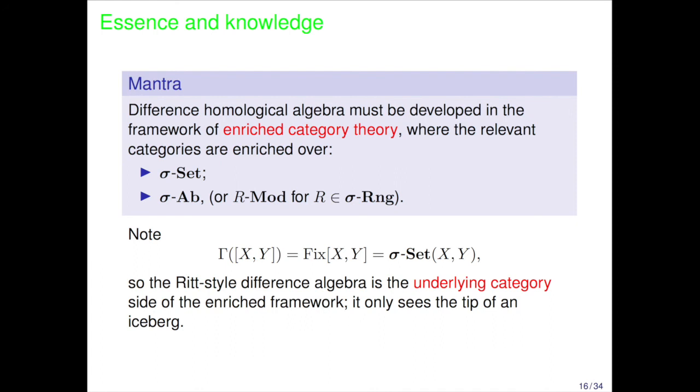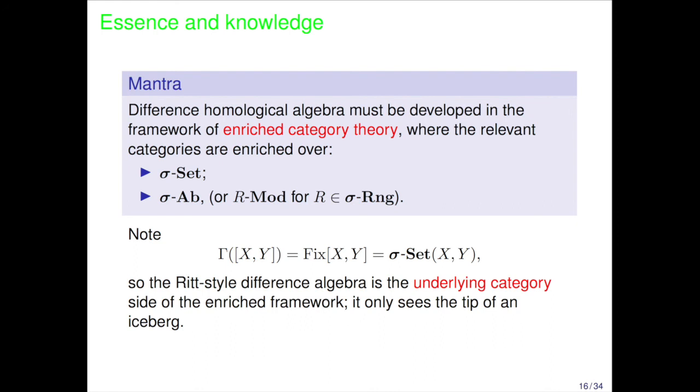Right. So if you look at these ladders and think of the shift operation, what are the sequences which are fixed under the shift? Well, if they're fixed, that means that F0 equals F1 equals F2 and so on. And that means that you have morphisms which actually commute with sigmas. So the fixed points of the internal Hom are the ordinary difference maps. So from this perspective, the Ritt-style difference algebra is only the underlying category side of this enriched framework, and it only sees the tip of an iceberg.